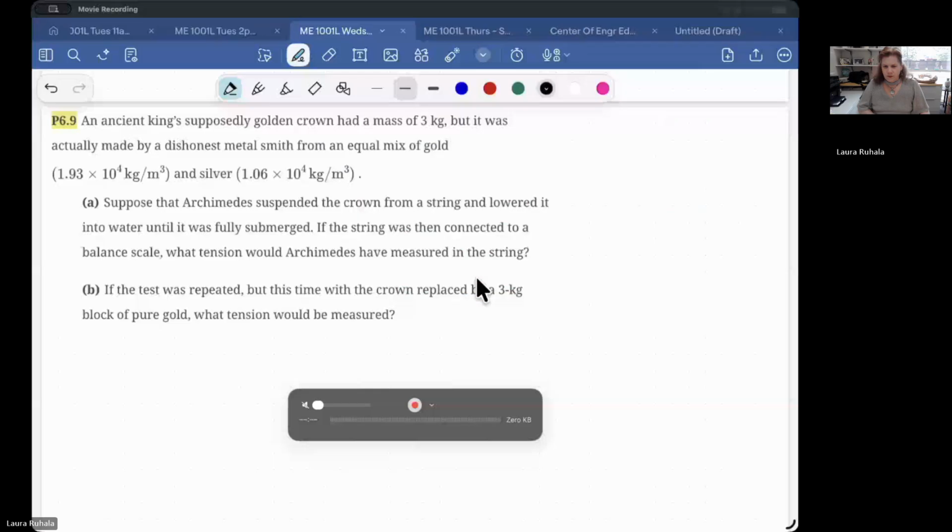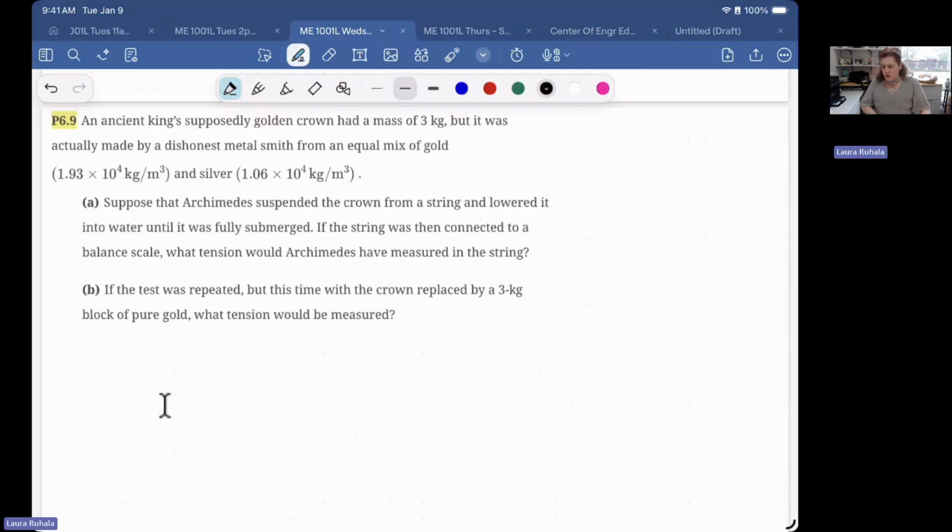Okay, so now let me go back to sharing my iPad. Let's see. There we are. Okay, so we're going to do this problem. We have these densities of gold and silver.